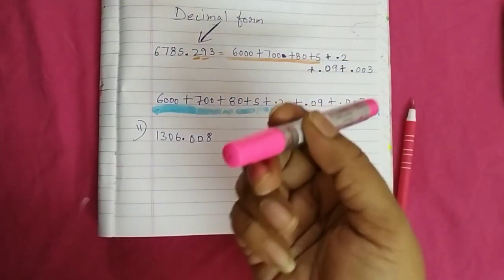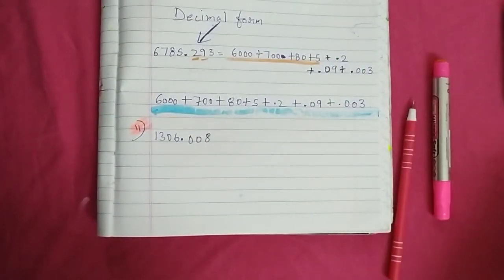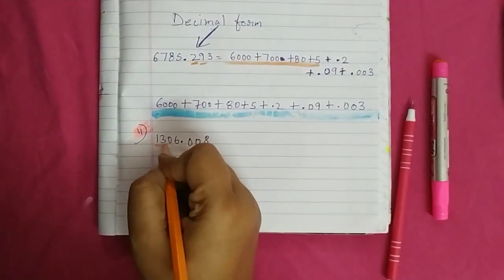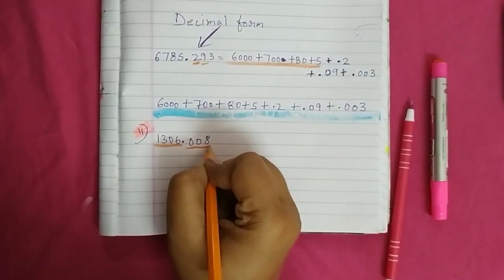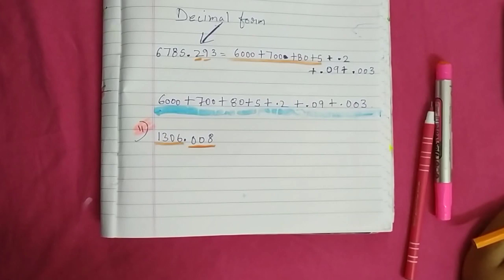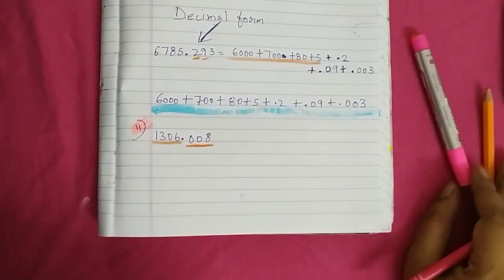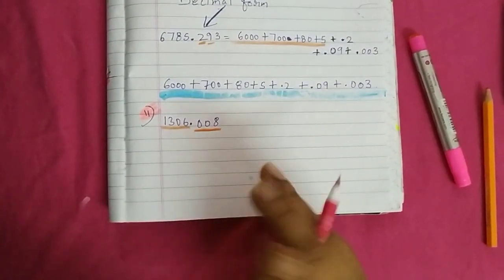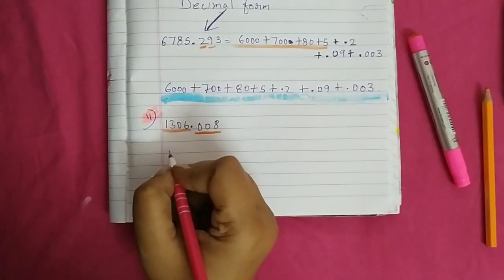Now children, let's take one more example here. So what is our next example? 1306.008. So children, before decimal we are having 4 digits, that is till thousands place. Now first we are going to do it in fractional form. So fractional form.